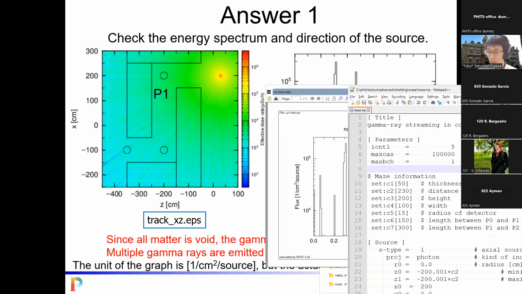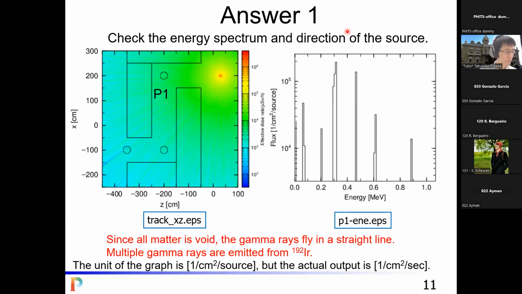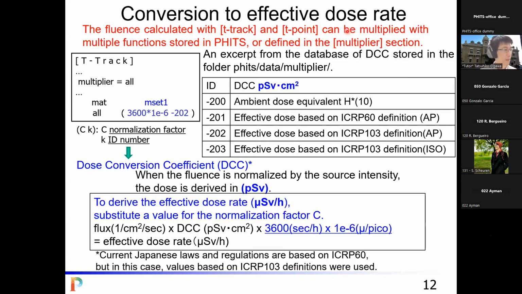And another question, is there any conversion factor between flux to dose rate? It's something you can activate by using a multiplier function. If I remember correctly, we will be using the multiplier to convert flux to dose rate, ambient dose rate and effective dose rate. We will be getting to this point very soon. Oh, exactly. That's in the next slide.